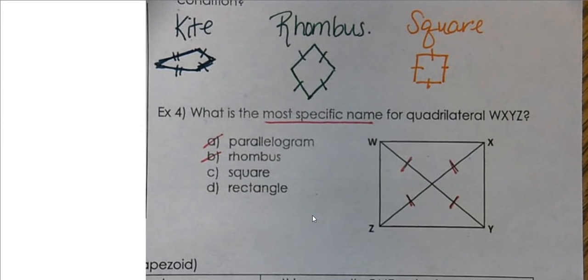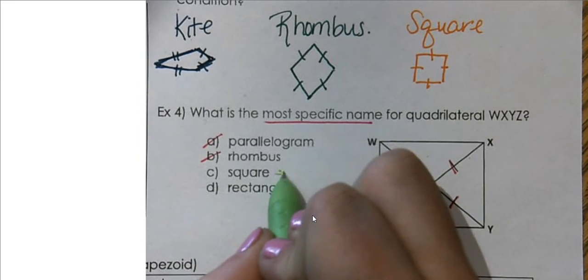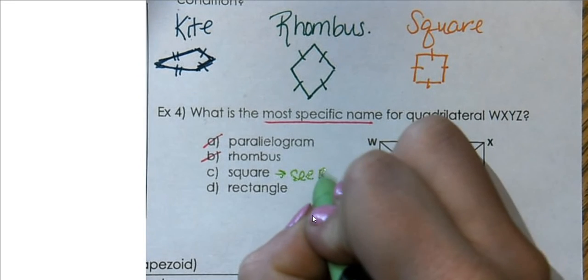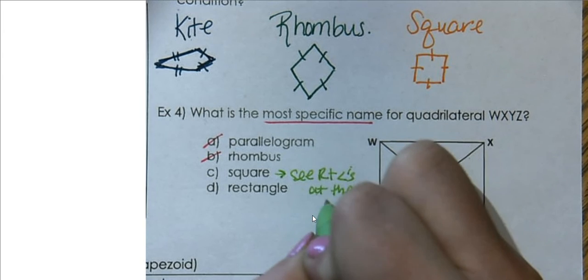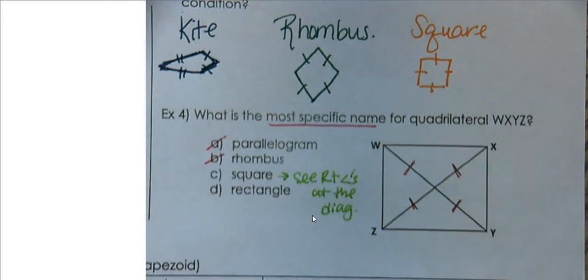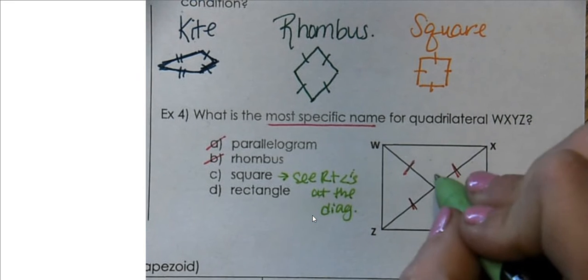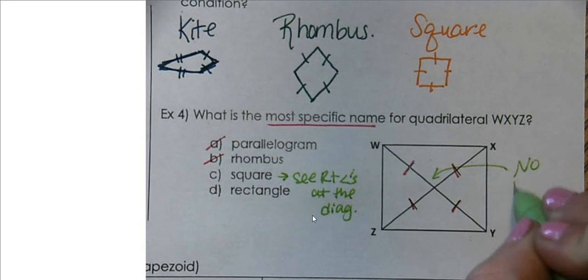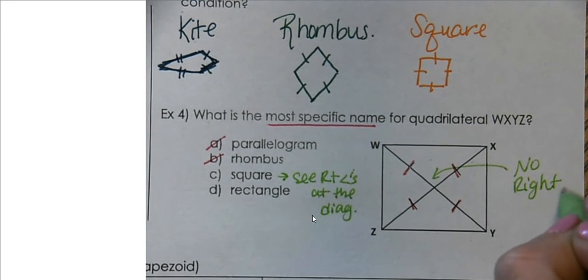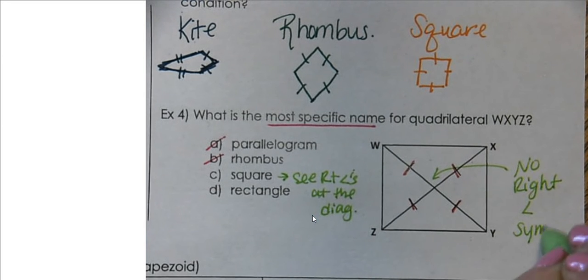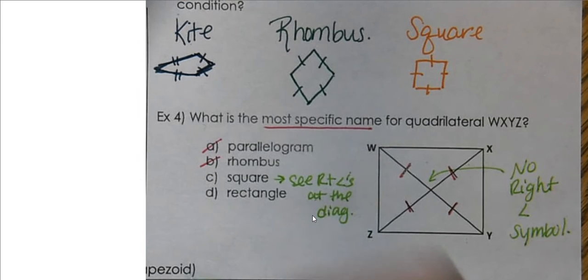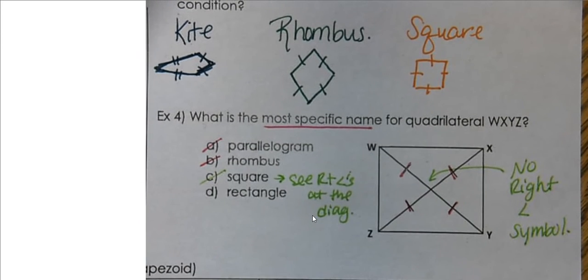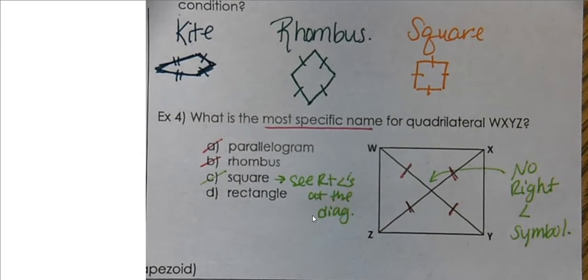Well, in a square, you would see a right angle at the diagonal. But I don't see that here. So there is no right angles. And so because there is no right angle symbol, that tells me it's not a square. Therefore, the most specific name that we can give this quadrilateral is a rectangle.